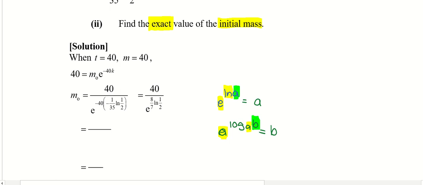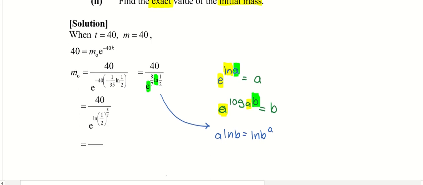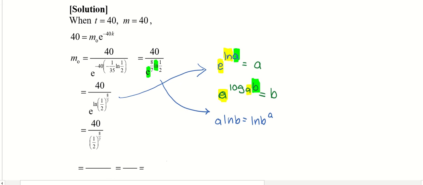So we want to make use of this because I see that I have e and this ln. But what is obstructing here is the 8 over 7. So again, I recall another property: a ln b can be given by bringing out the power, so that I do not have the 8 over 7 obstructing me. So I'm going to bring out the power, and use this property over here. Eventually I will have half to the power 8 over 7.